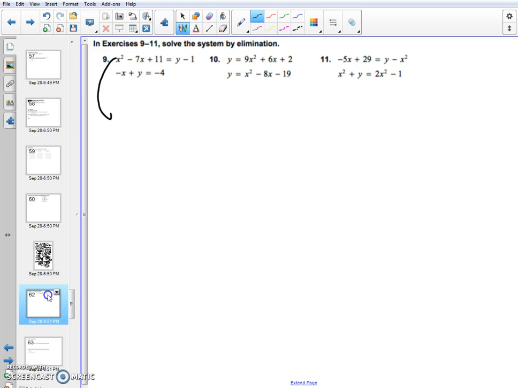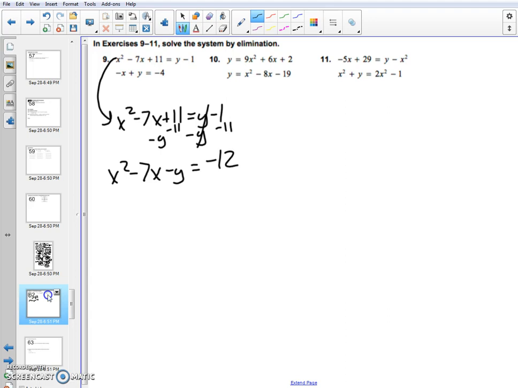So I'm going to take this first one. I have x squared minus 7x plus 11 equals y minus 1. So I want to move this y over and also subtract the 11. So I would have x squared minus 7x minus y equals, those y's are gone, -12. So all I've done here is rearrange. And you can actually, if you wanted to get the y by itself on one side, that's fine. They just have to be the same. So my second equation had the constant by itself, so that's what I did in the first.